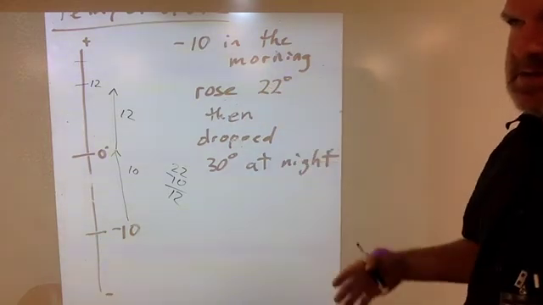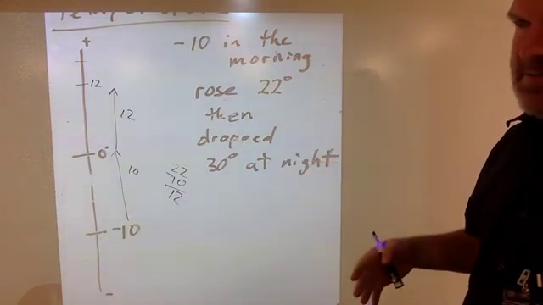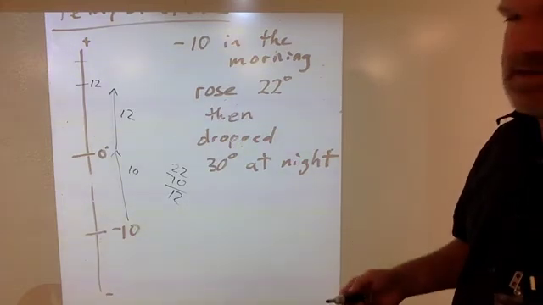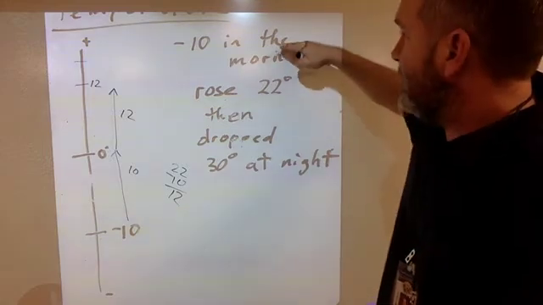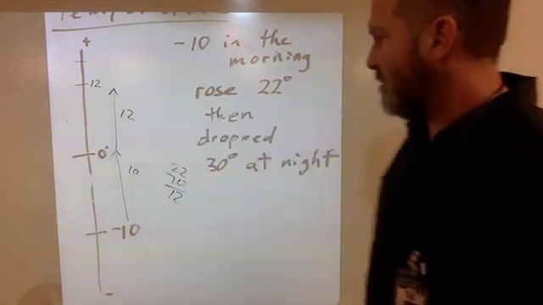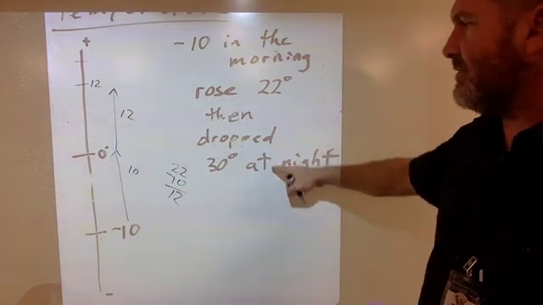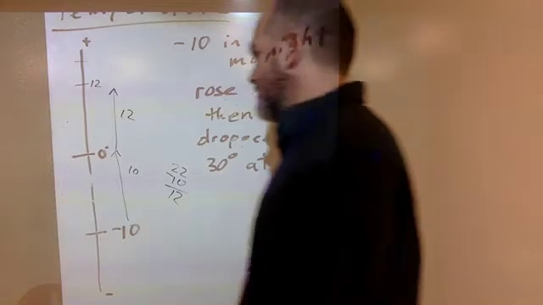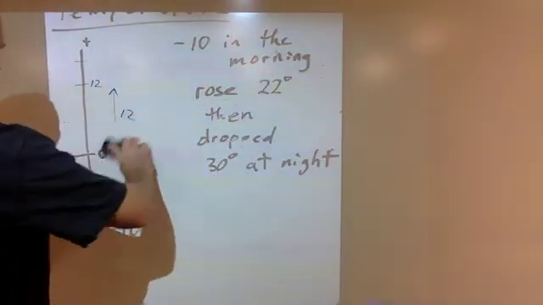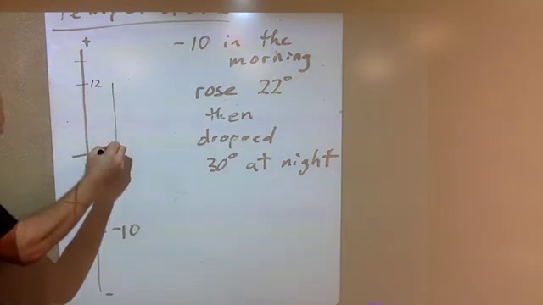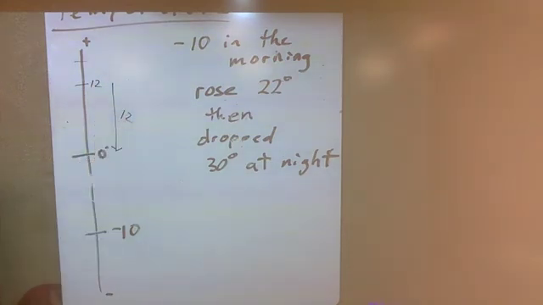This test is more of a vocabulary test. Well, it's just as much of a vocabulary test as it is a numbers test. So after you rose 22 from negative 10, that puts you at positive 12. And then from positive 12, you dropped 30. So now we're going back down 30 degrees. And where are we going to end up at? Well, we're at 12. How far do we have to drop to get to 0? 12. And we're dropping 30.